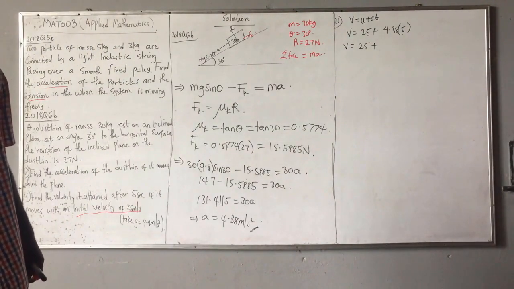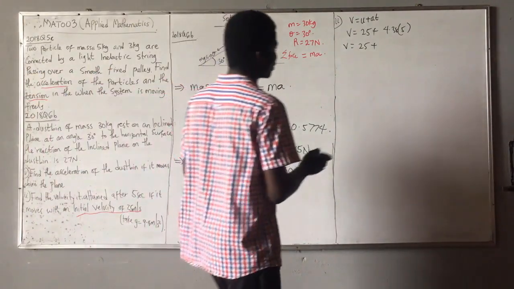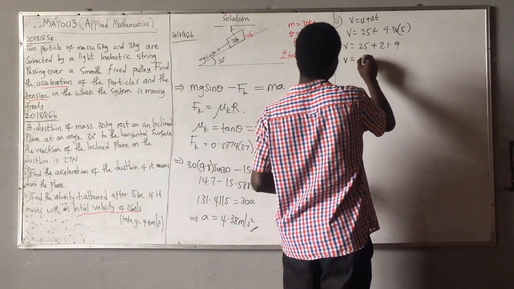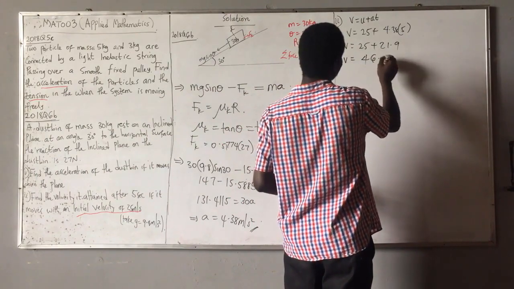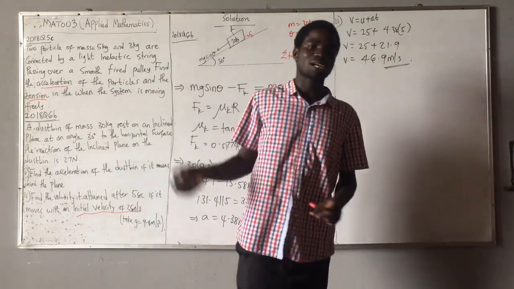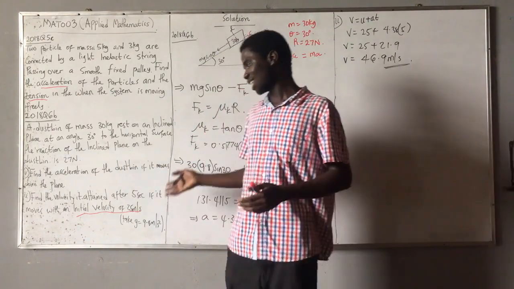4.38 multiplied by 5. The answer is 21.9. So velocity will now be 46.9 meters per second, and of course, it's approximately equal to 47 meters per second. That is for this question.